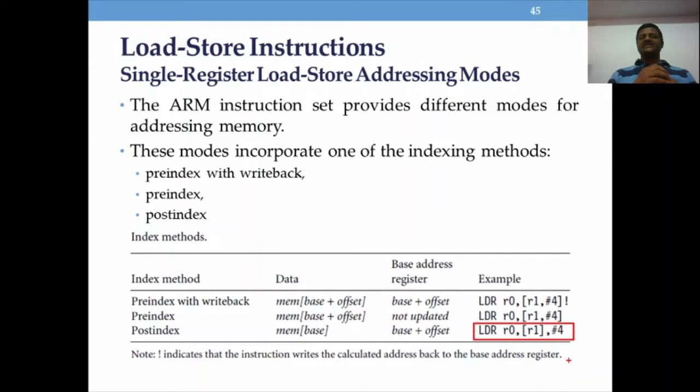in case of pre-indexing. Post-indexing will work as a normal pointer, but after copying the data from memory to the register, it will add the constant number and that result is updated back into R1. Okay. Now look at a few examples.